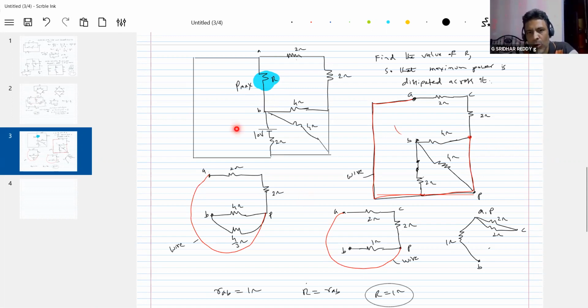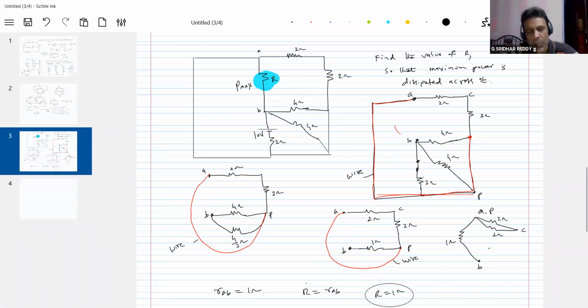How many loops are there? 1, 2, 3, 4. You have to write so many equations, then again you have to differentiate, and again equate to 0. Instead, they're giving us this alternative method. So hereafter, any complicated circuit, let it come.